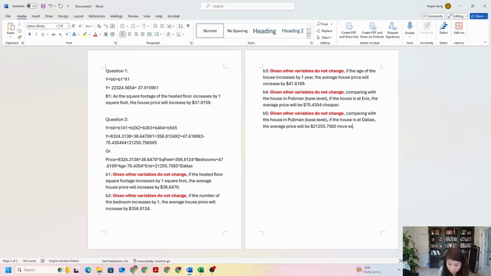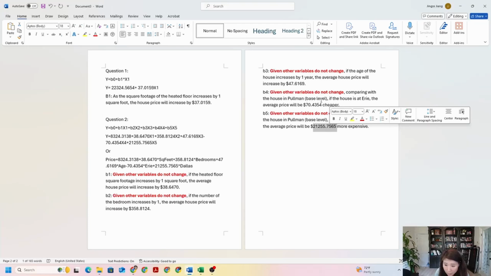more expensive. Now you know among the three cities, Pullman, Erie, and Dallas, Dallas has the most expensive houses, because you see, compared with Pullman, Erie is cheaper, and compared with Pullman, Dallas is way more expensive. So Dallas has the most expensive houses, and then next is Pullman. The last one is Erie. So Erie has the cheapest one.